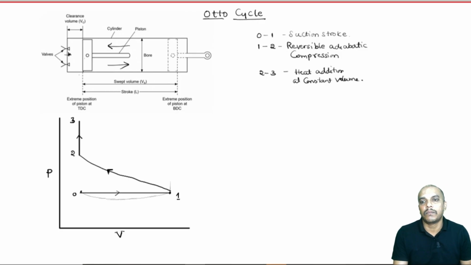The piston is there only, but the moment the spark is given, the heat addition occurs. Now, 3 to 4, because of the expanding combustion products, the piston moves from top dead center to bottom dead center. We are coming with a process which we called reversible adiabatic expansion. So, that is an ideal process for getting the work done.